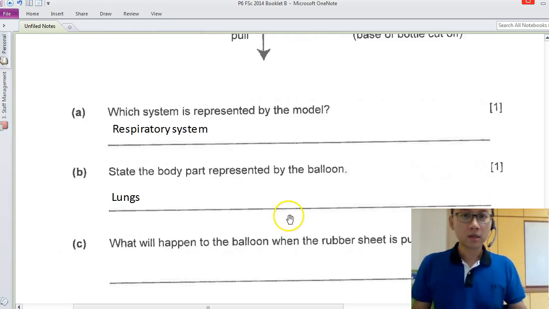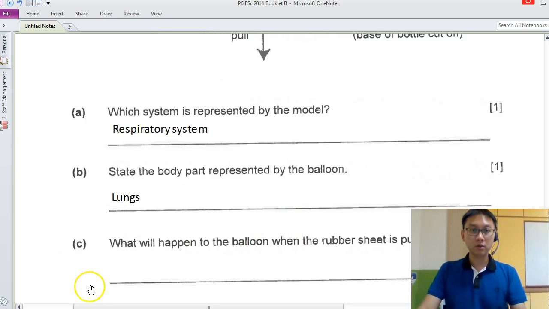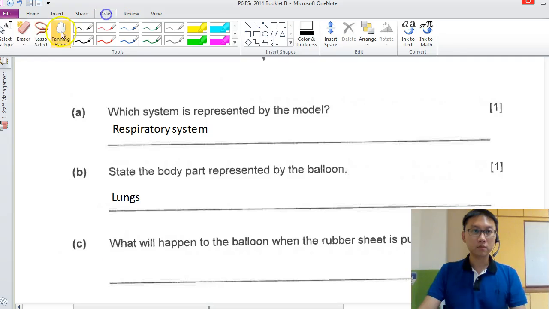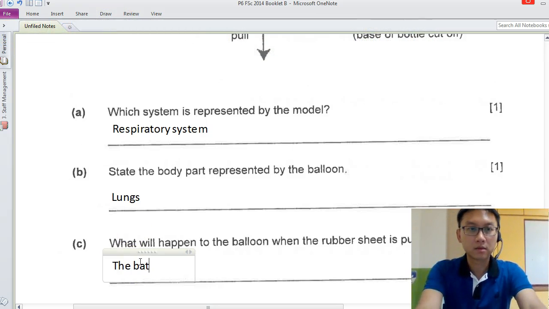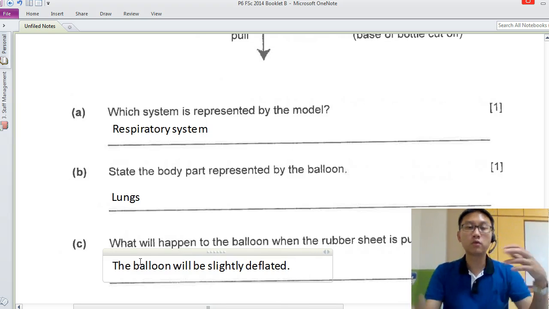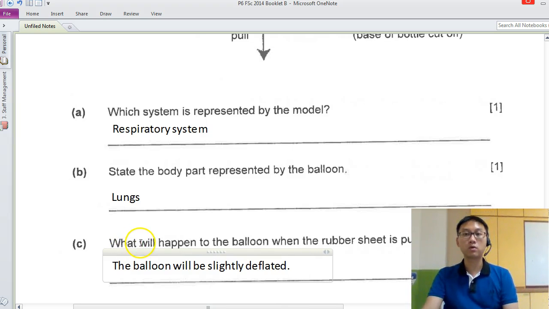Okay, so when the rubber sheet is pushed up, the balloon actually gets slightly deflated. It will not be totally deflated. So those of you who can say deflated, I will give you the marks, which is quite good already, given the fact that you can identify that.